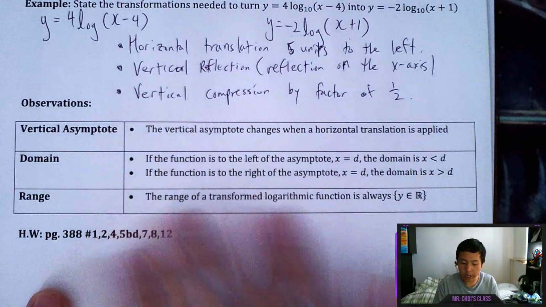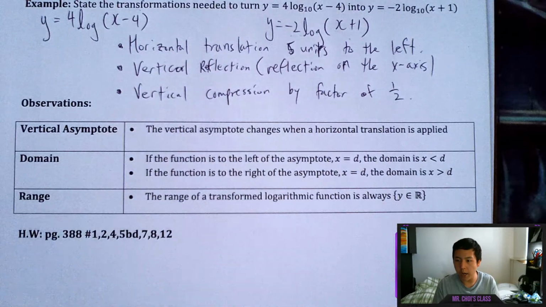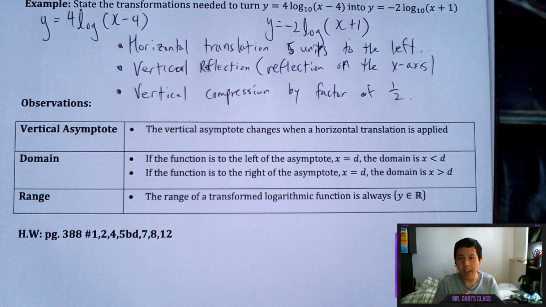And finally, our range. The range of a transformed logarithmic function is always y is any real number. And that is because we don't have any horizontal asymptotes that restrict our values of y. They will go infinitely in both directions, which means they will be any real number. So that lesson, once again, wasn't a particularly difficult one, but it is very good review for the transformations that you've worked with thus far in the course.